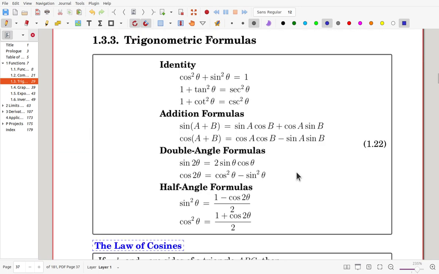Okay, now here we have trigonometric formulas, and we already know that one. And then by dividing by cosine squared theta, we reach that one. And by dividing by sine squared theta, we can have that.